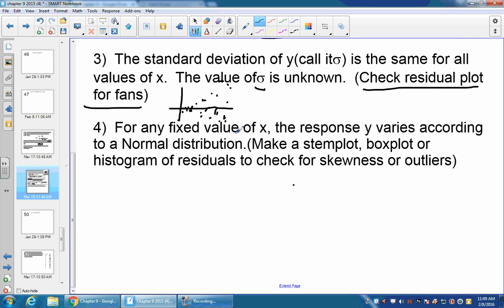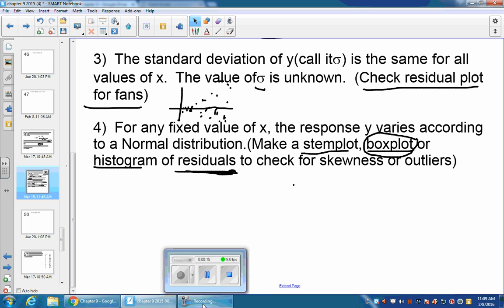Finally, for any fixed value of x, the response y varies according to a normal distribution. In this one, we look at the residuals, and we make some plot, whether it's a stem plot, box plot, or histogram. Typically, I like to just do a box plot and check for skewness or outliers of the residuals. So those are our conditions. We'll go through an example next.